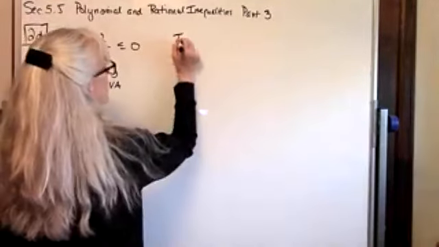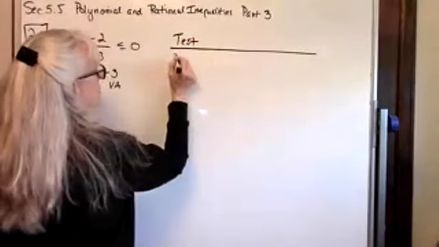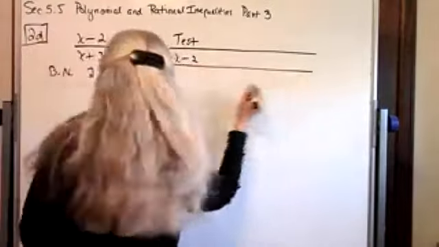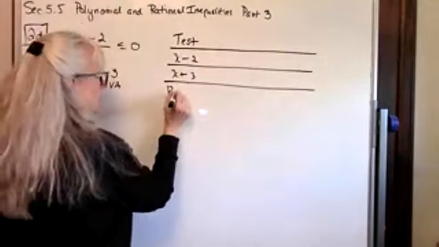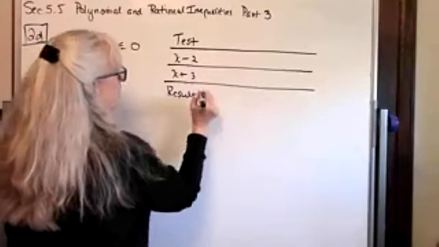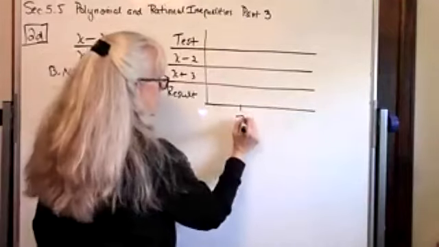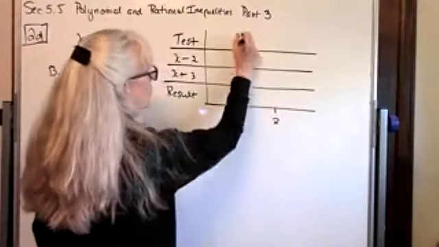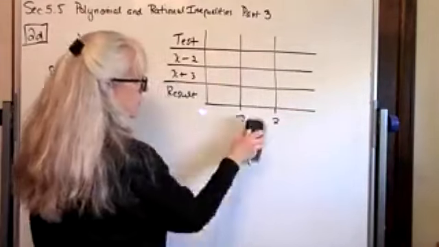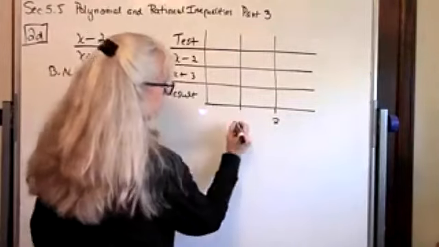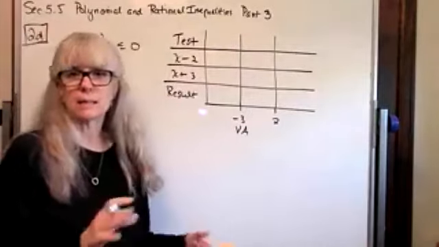So same as last time, we're going to have our test value. We're going to list our factors. So there's the polynomial from the top and the polynomial from the denominator. Have our result. Our number line contains a -3 and a +2. I'm going to flag that -3, even though it doesn't look like a -3. Put that up, -3 with VA for vertical asymptote. And that's going to remind me when I get to the end.